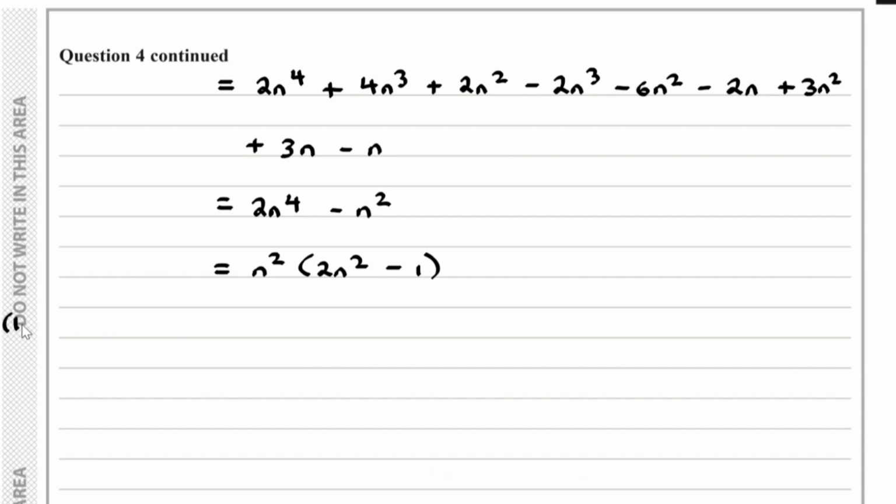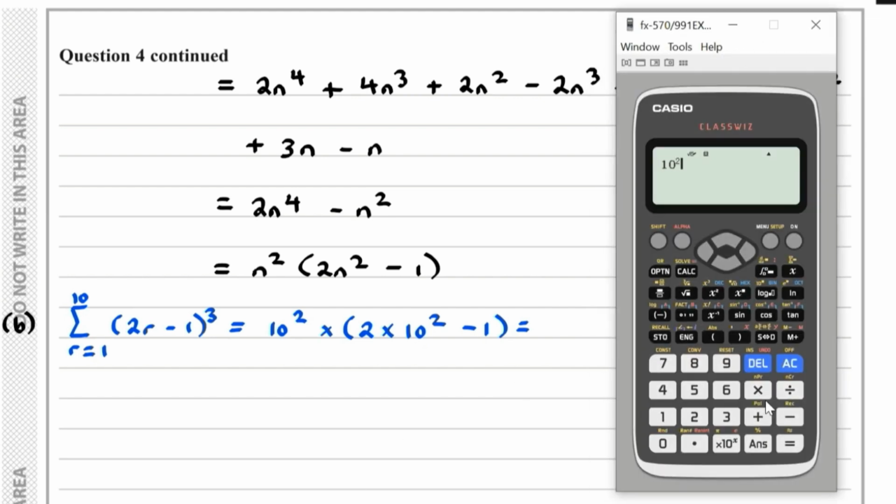So for part B, the key in this question is to realise we're not starting at r equals 1 and finishing at r equals 10. If I actually work out what that is, the sum from r equals 1 to r equals 10 of (2r minus 1) cubed is equal to 10 squared times 2 lots of 10 squared minus 1. So 10 squared lots of 2 lots of 10 squared minus 1, we get 19,800.